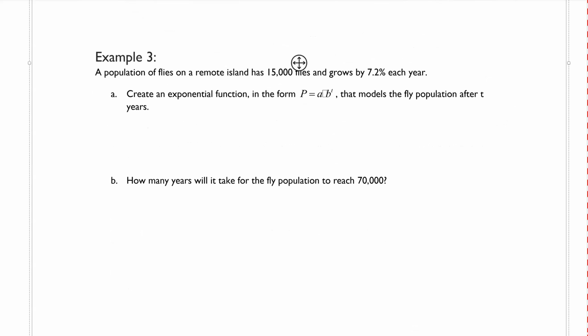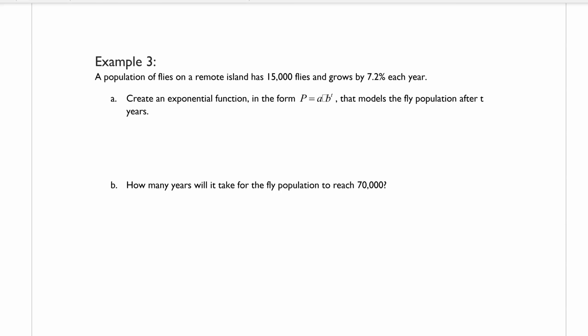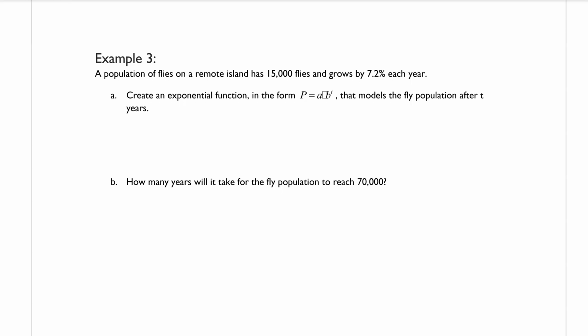Okay, so example 3 says a population of flies on a remote island has 15,000 flies and grows by 7.2% each year. Okay, so part A says create an exponential function in the form p equals a times b to the t power that models the fly population after t years. So we know that the starting population is 15,000.